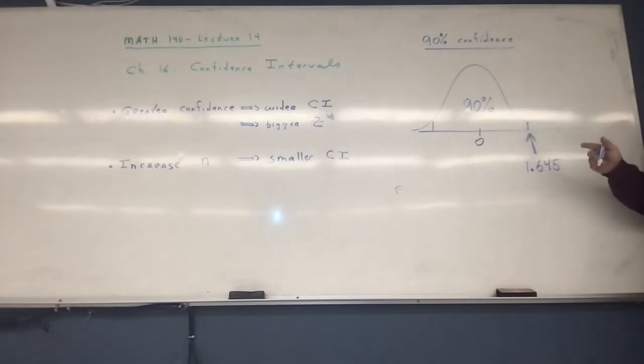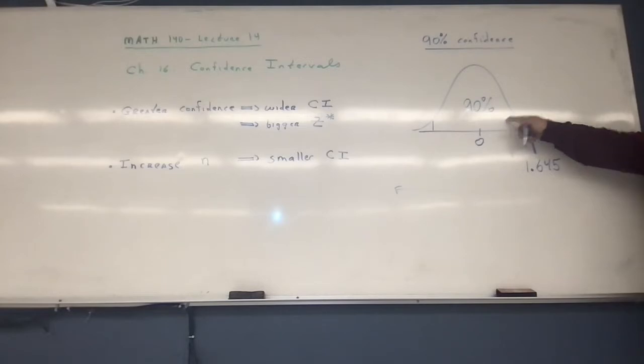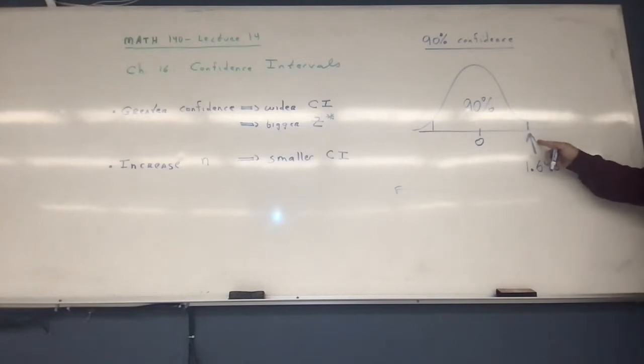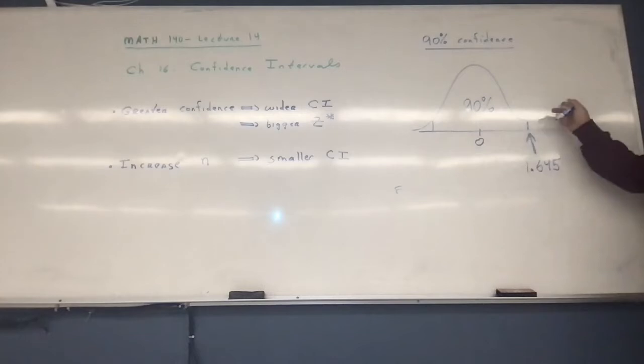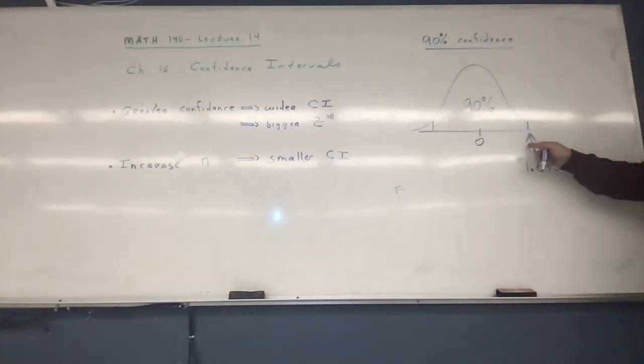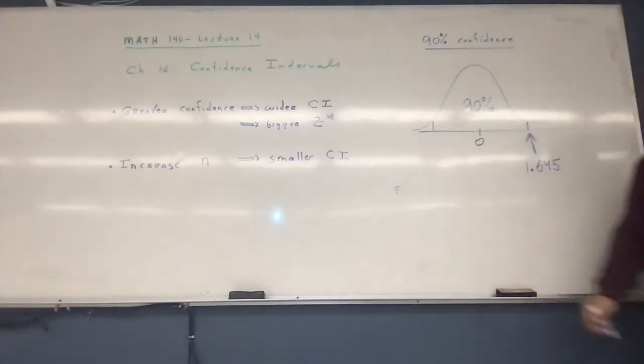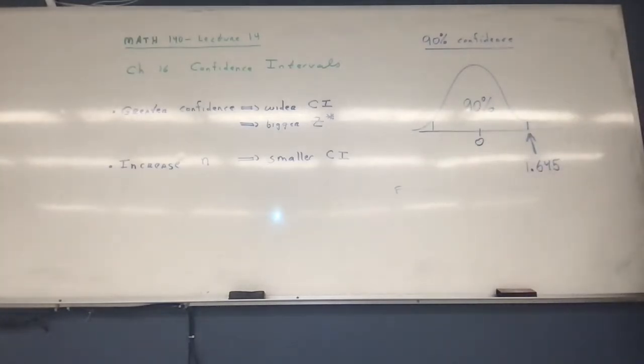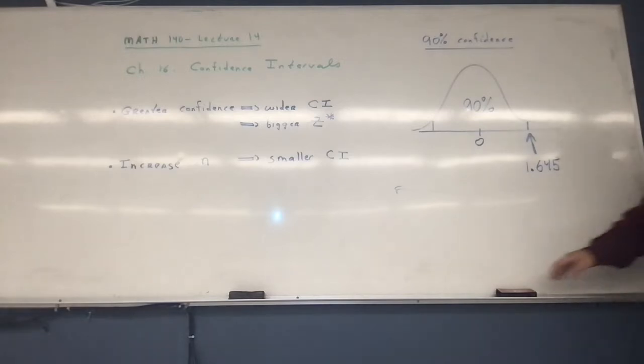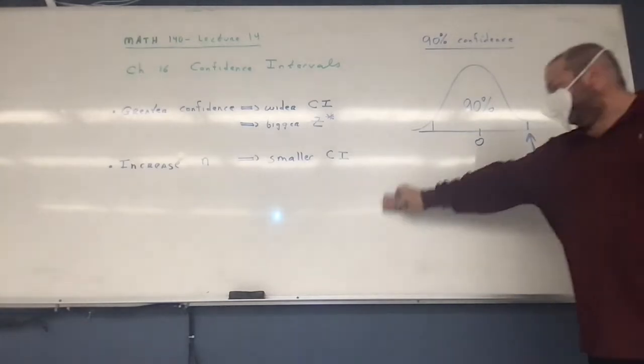It should be immediate. 90% in the middle. How much is left of this point? 95%, just 5% over here. 5% here, 5% here, 90 in the middle. So to the left of this point is 95%. So if you can't do center and you can only do left, you got to put in an area of 0.95. And then it automatically does left and it will give you 1.645.